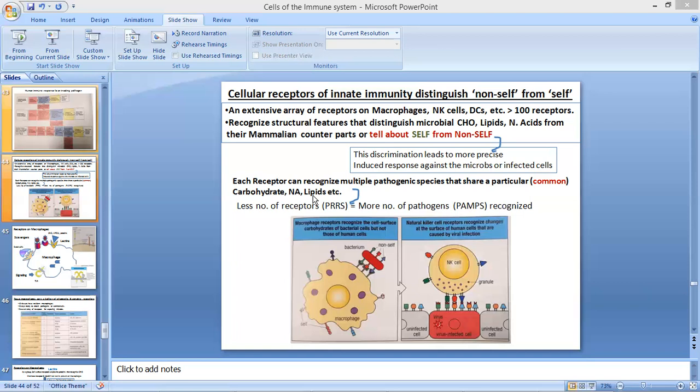So that kind of recognition is enough at this stage to mount a response against that foreign body or that antigen, which the cells of the innate immune system are very actively doing. So what is the trick? The trick is that they recognize the patterns on the surface of the pathogens with the help of these receptors. The receptors are fewer in number, and the PAMPs are numerous, but these PAMPs are generalized patterns recognized on these pathogens.